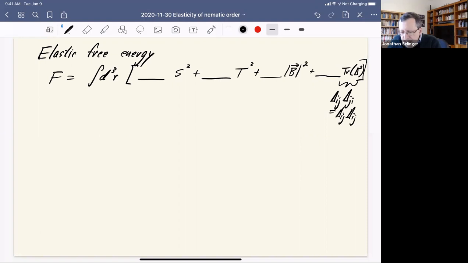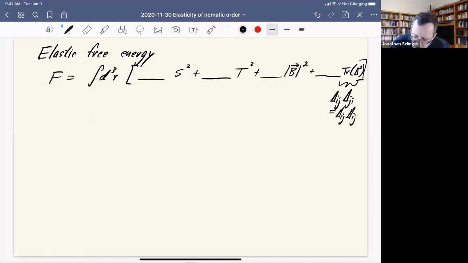Each of these kinds of derivatives can contribute something to the elastic free energy, but they don't have to contribute the same amount. They could all contribute a different amount. And so these blanks, which I'm going to fill in a few minutes, represent coefficients that show the energy costs for each of these kinds of deformations.